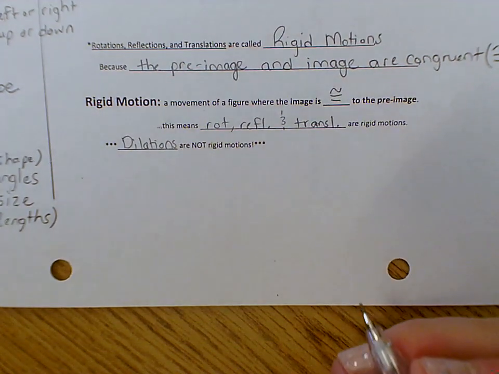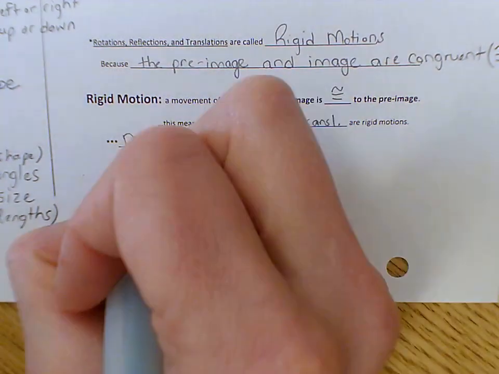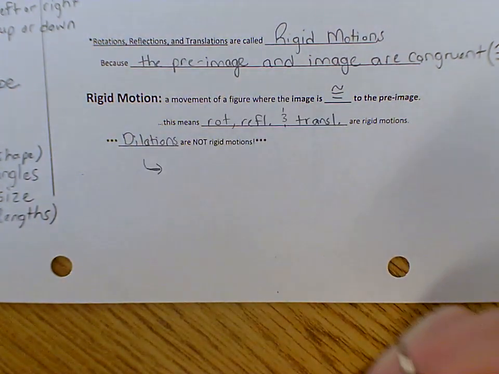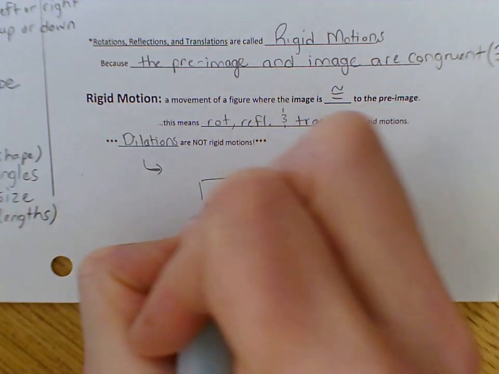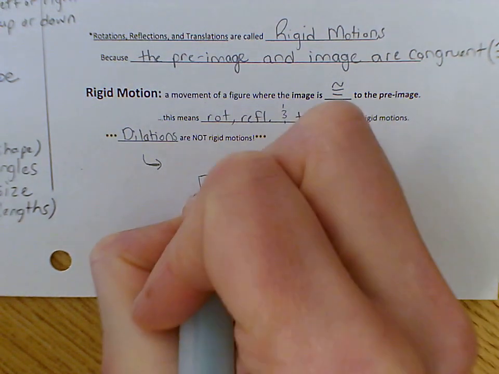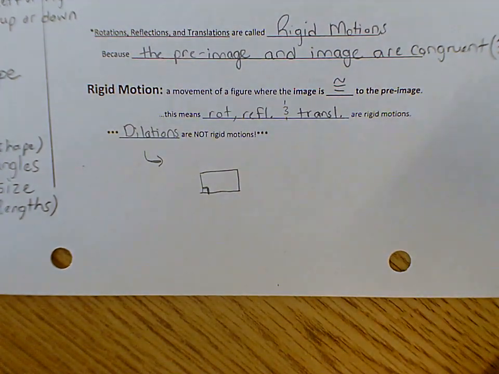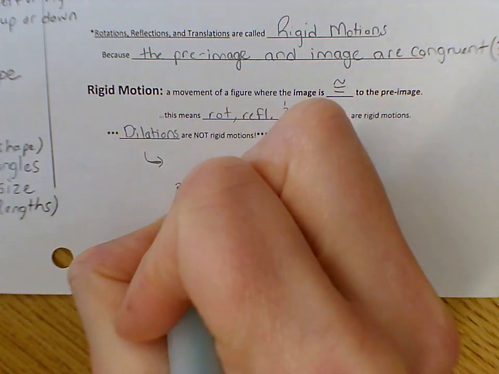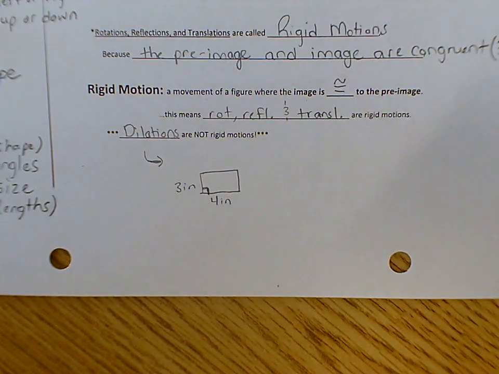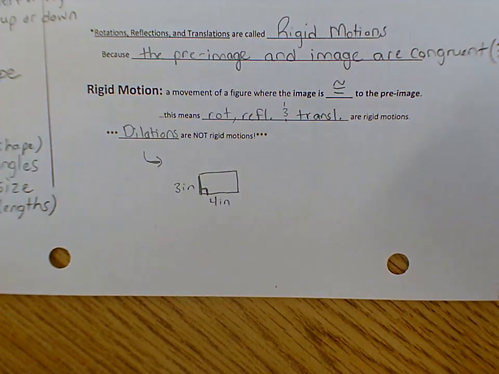So something I do want to make you aware of is what is actually happening when you dilate. I'm going to do a little example with you just so you can be aware of what's going on when you dilate something, all right? So let's say that we had a rectangle. Remember, to be a rectangle, all of the angles have a measure of 90 degrees, okay? So I'm going to put a little 90 degree in there. And let's say that the length of this side is 3 inches, and the length of this side is 4 inches. Okay?